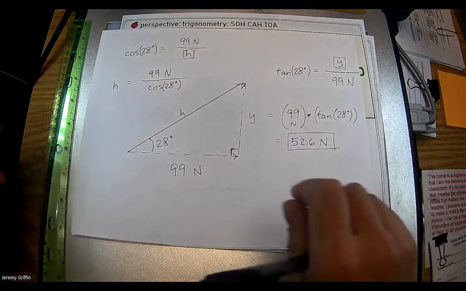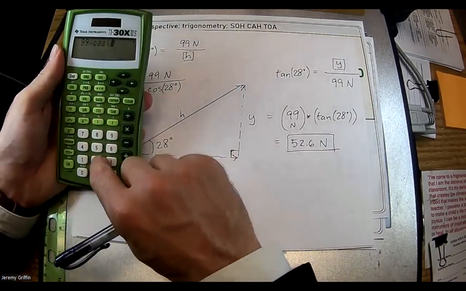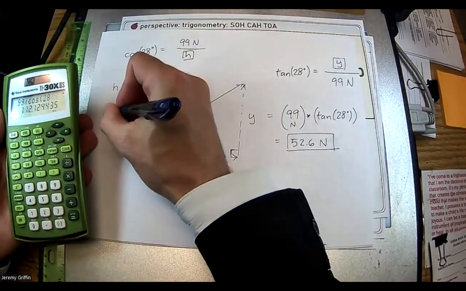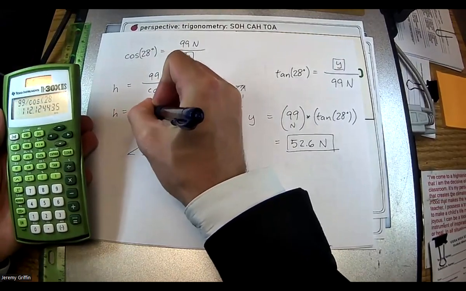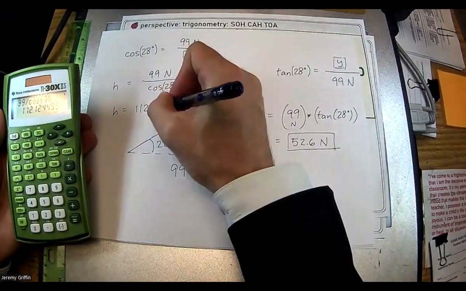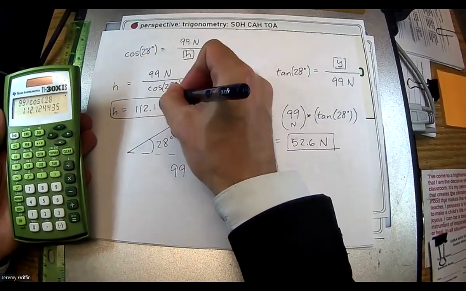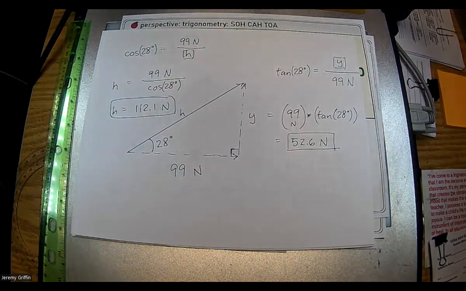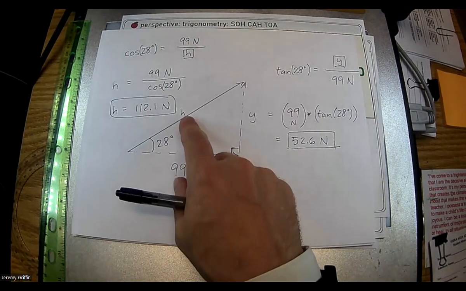Okay, so let's check that out. 99 on cosine 28 is, I'm getting 112.1. And then, okay, I went with newtons, so let's go with newtons. All right, you guys do that? Okay, we're good. What's another way you also could have gotten h?